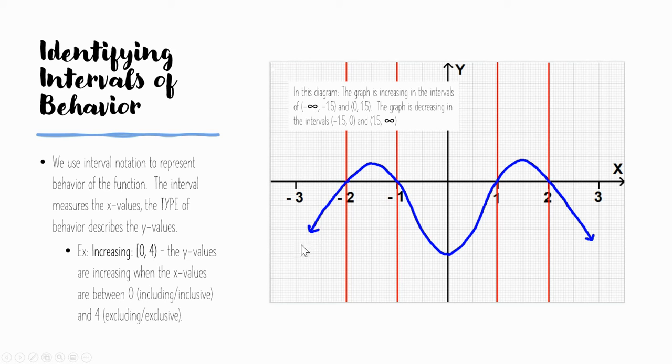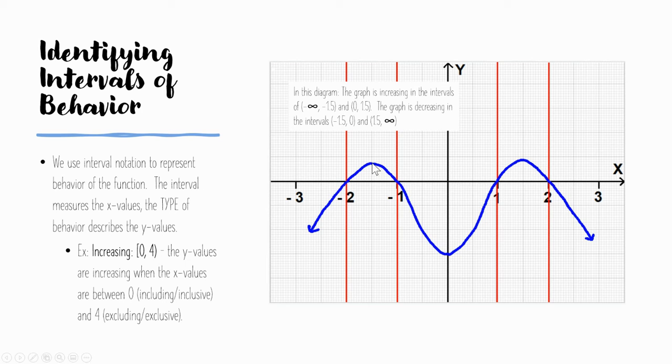So if I look right here, here's negative infinity on the x-axis. If I start tracing the graph, those y values are getting bigger and bigger and bigger till right here. Then if I start down at 0, because x equals 0, and I move to 1.5, following my mouse along, my y values are getting bigger and bigger. So I'm going uphill. The graph is increasing.